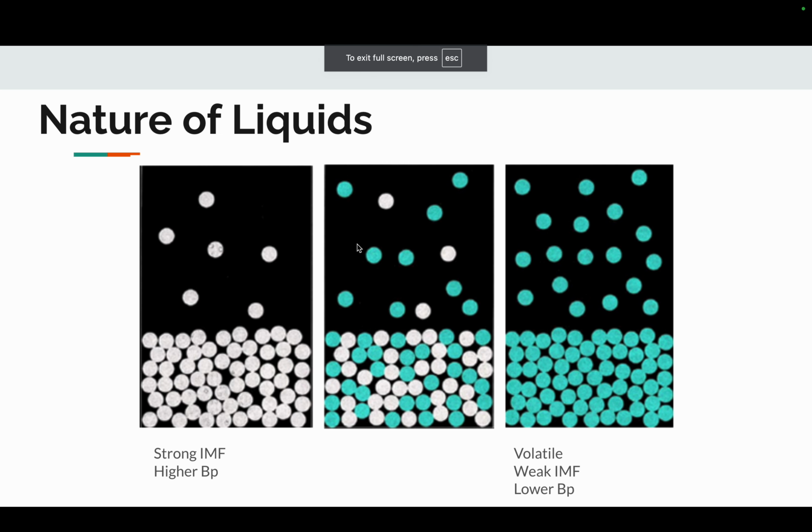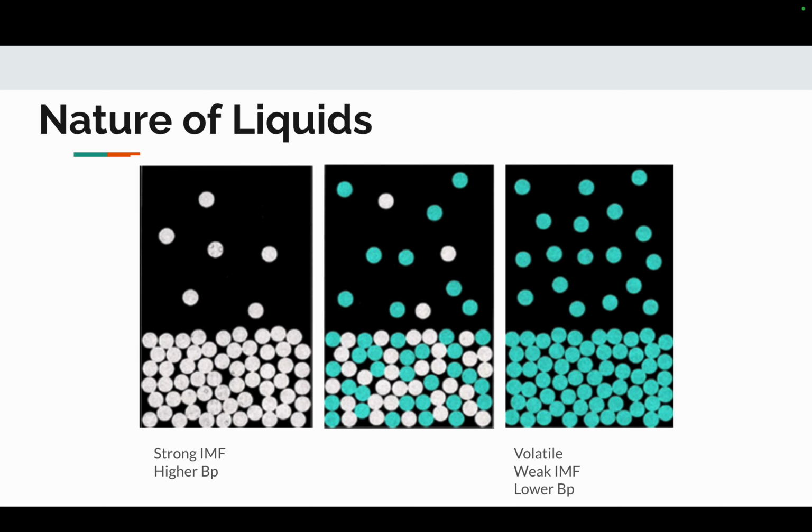All right, now the nature of liquids. On the previous slide, I talked about vapor pressure, what it means. Now we're going to talk about comparing specific liquids and their nature in regards to their vapor pressure. Now, ignore the difference in colors. This isn't really too important to what we're talking about today.